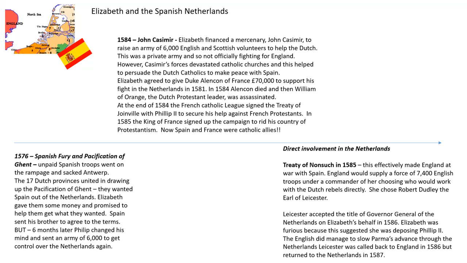Then the Duke of Alençon dies, and William of Orange is assassinated, and in 1585 the King of France has basically signed up to rid his country of Protestantism, so Spain and France are on each other's side. They're Catholic allies, which is seriously bad news for Elizabeth as the only Protestant force left in Europe. And when in 1585 Elizabeth sends a force of English soldiers under the command of Robert Dudley to help the Dutch rebels, she has effectively declared war on the Spanish, and the clock is ticking down to the Spanish Armada sailing into the Channel to try and invade England.